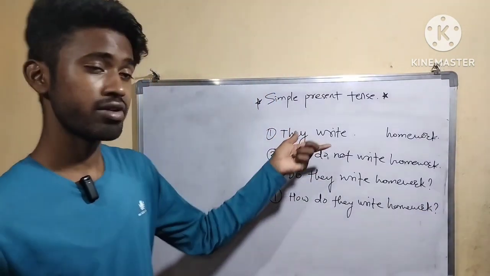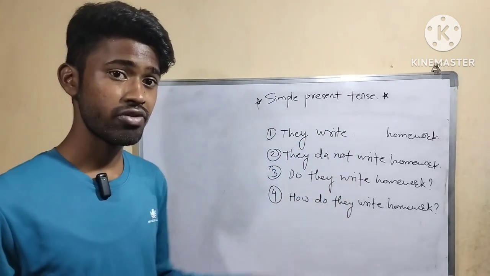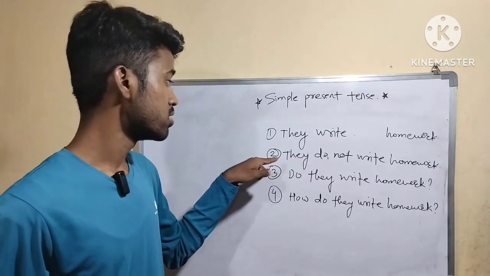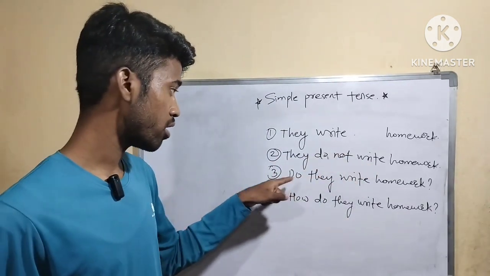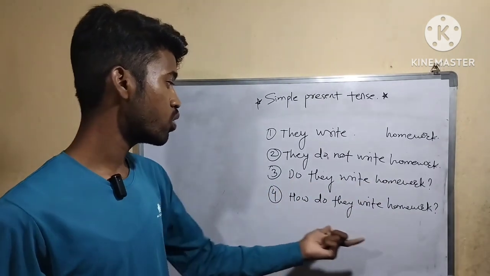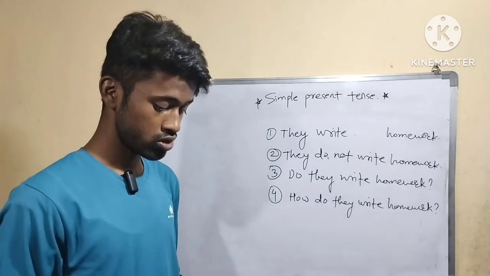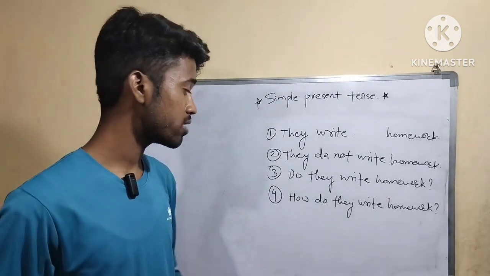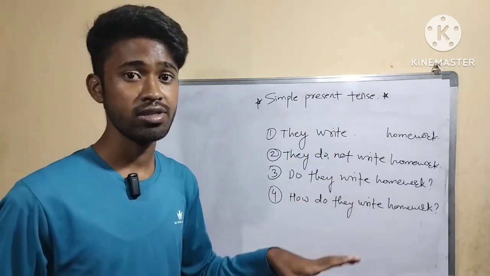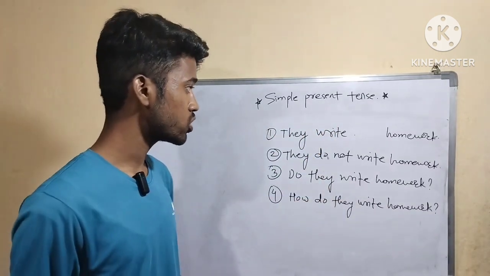So here see, first I have taken the positive statement, or you can say positive sentence. They write homework. After that, the same positive sentence we converted to the negative one: they do not write homework. Later on, do they write homework? So this is the verbal question. In the last, how do they write homework? So this became the WH question. Like this, you have to write four sentences for each positive sentence. All should be in the simple present tense.